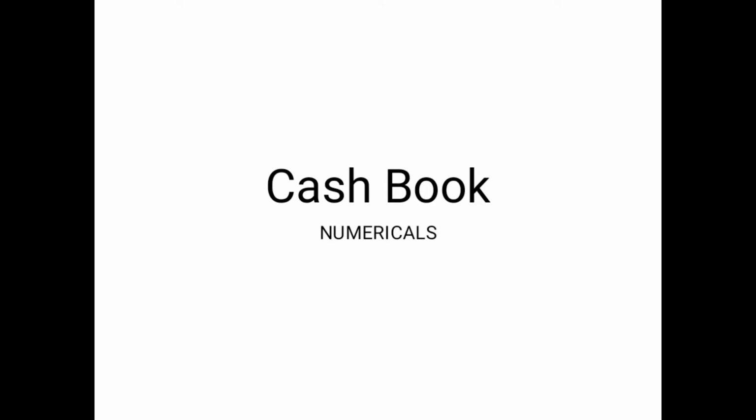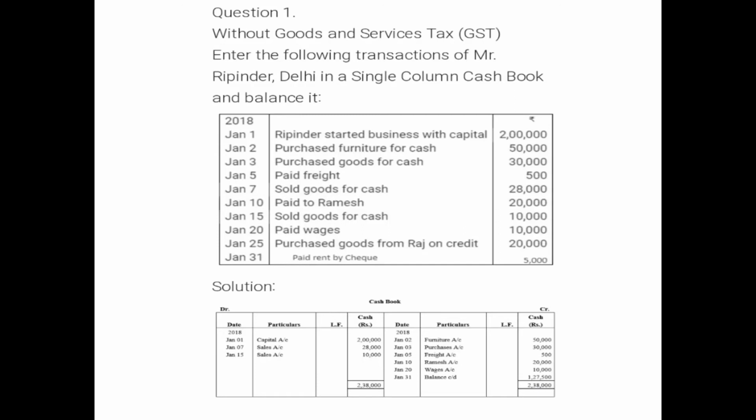Just see the first numerical. The question says that we have to enter the following transaction of Mr. Rupinder Delhi in the single column cash book, and this question doesn't contain GST. So we have to maintain a single column cash book. It's a very simple question.